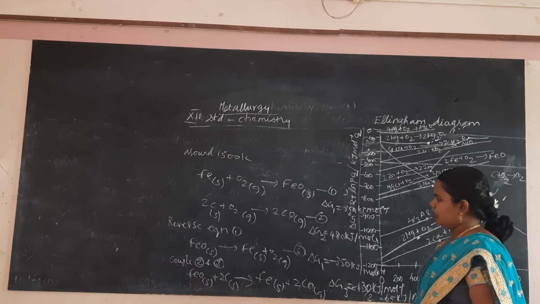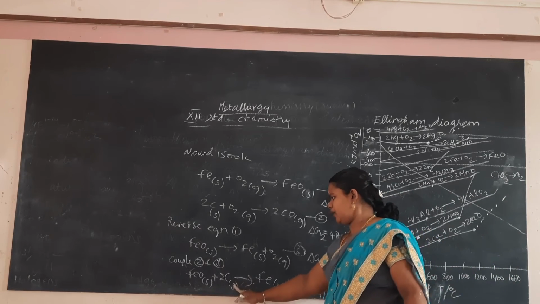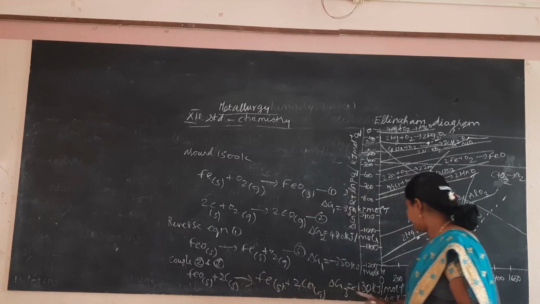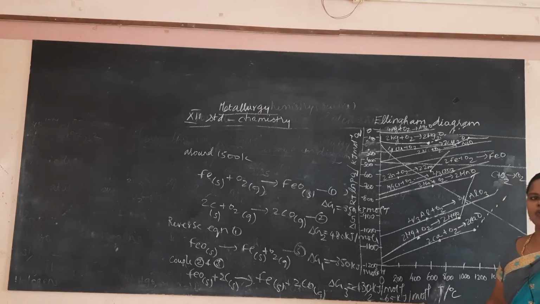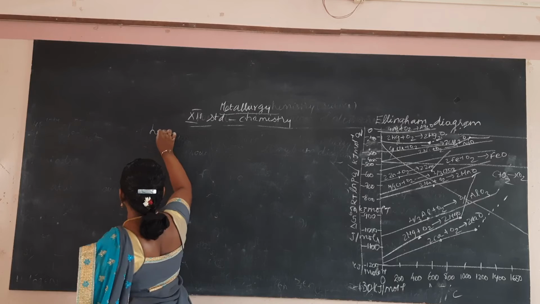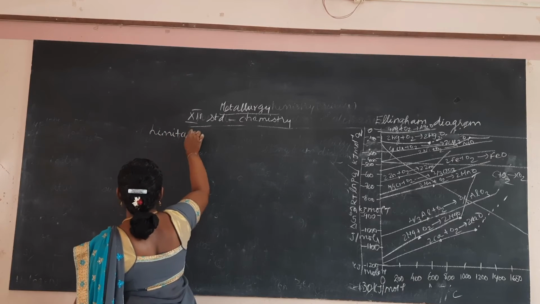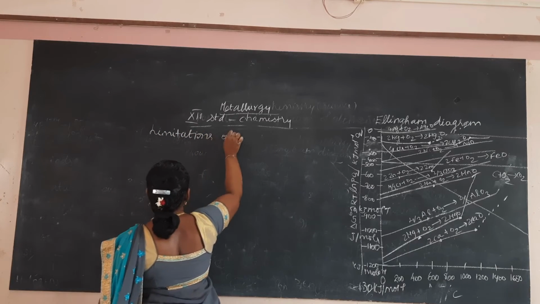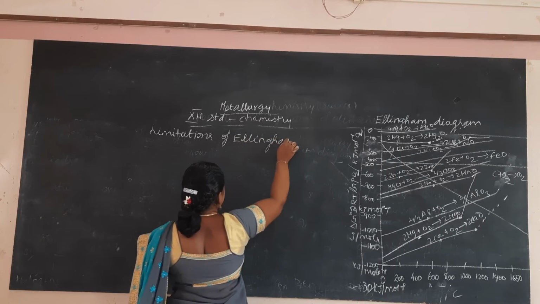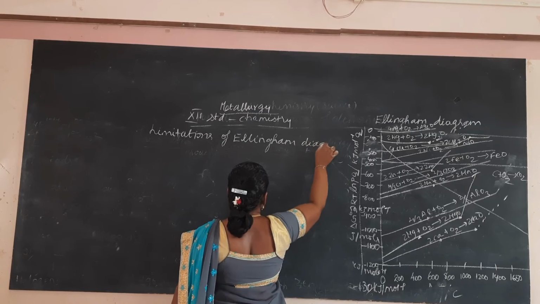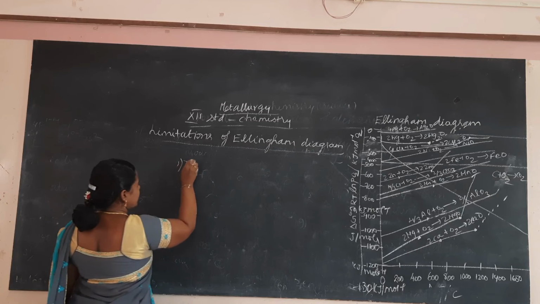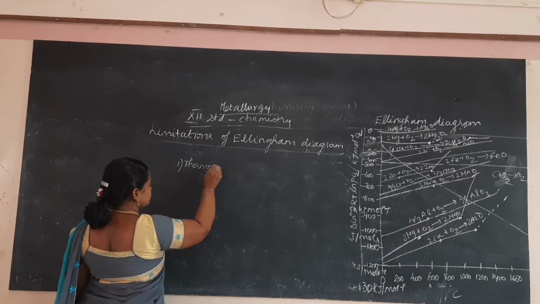So here the standard del G value for the reduction of metal oxide to metal will be what? 65 kilojoule per mole. Now we will see the limitations of Ellingham diagram. See this Ellingham diagram, it is based on the thermodynamic consideration.